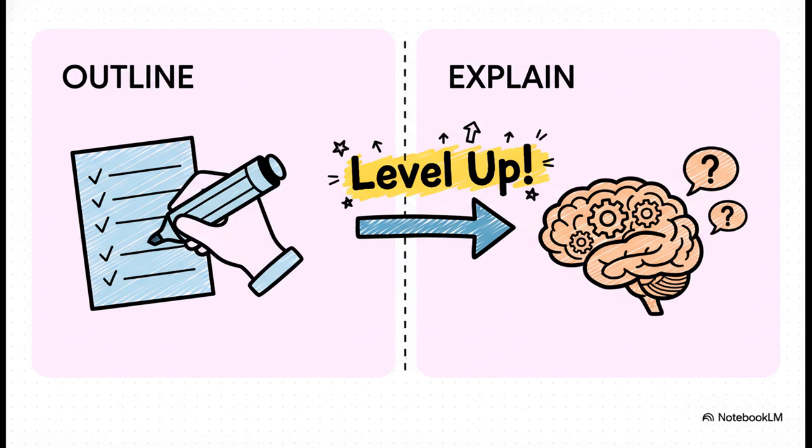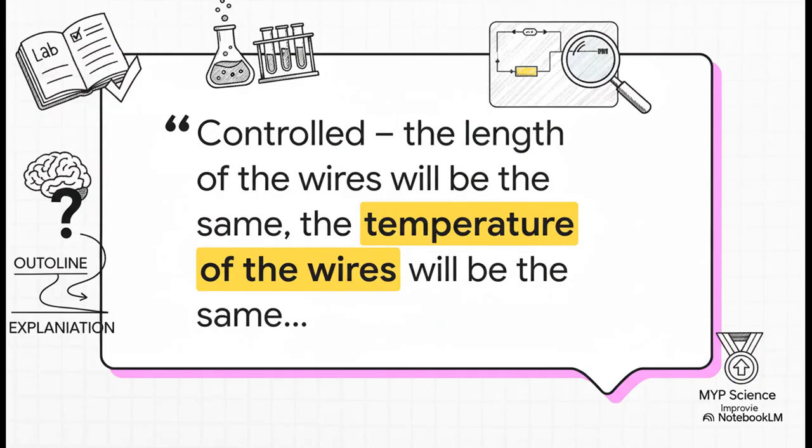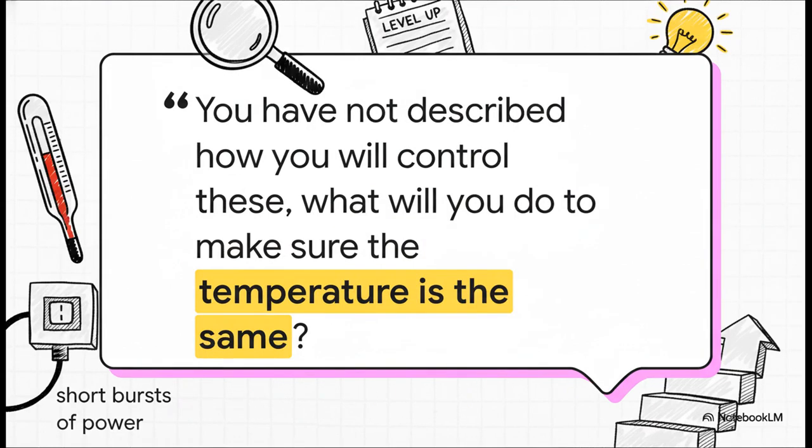Let's look at a real example. All right, here's a snippet from a student's lab report. They've correctly identified the controlled variables, which is a great start. This is a solid outline. But is it an explanation? And there it is. The teacher's feedback cuts right to the chase. The teacher is asking for the how.